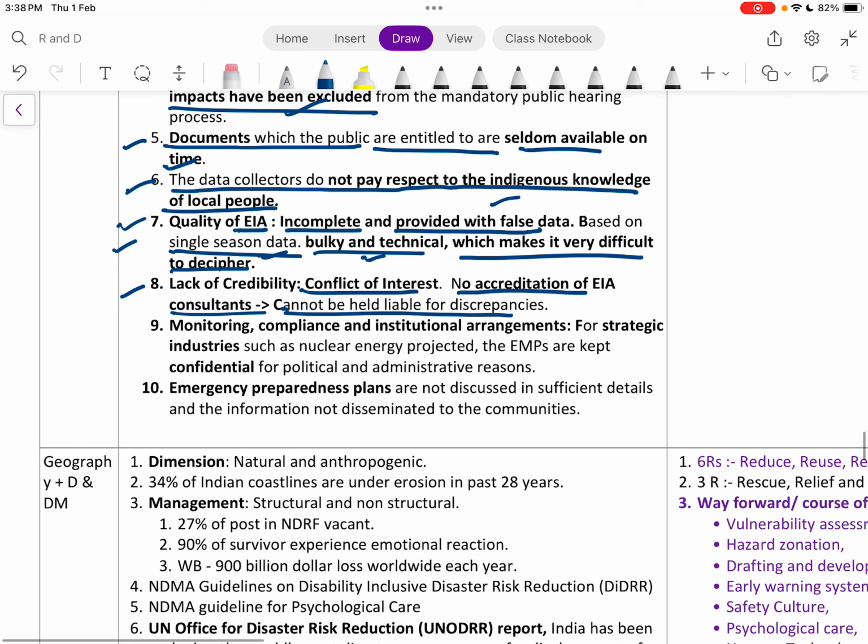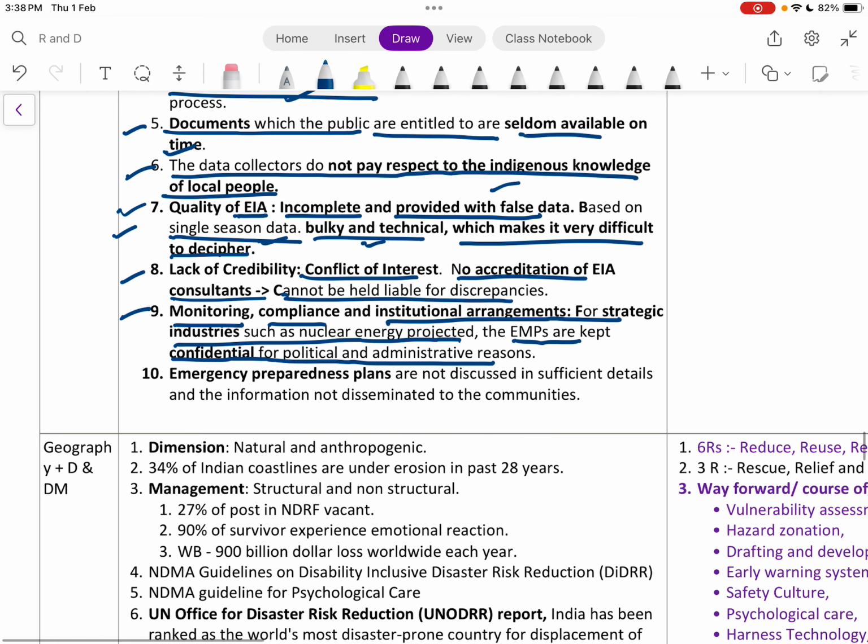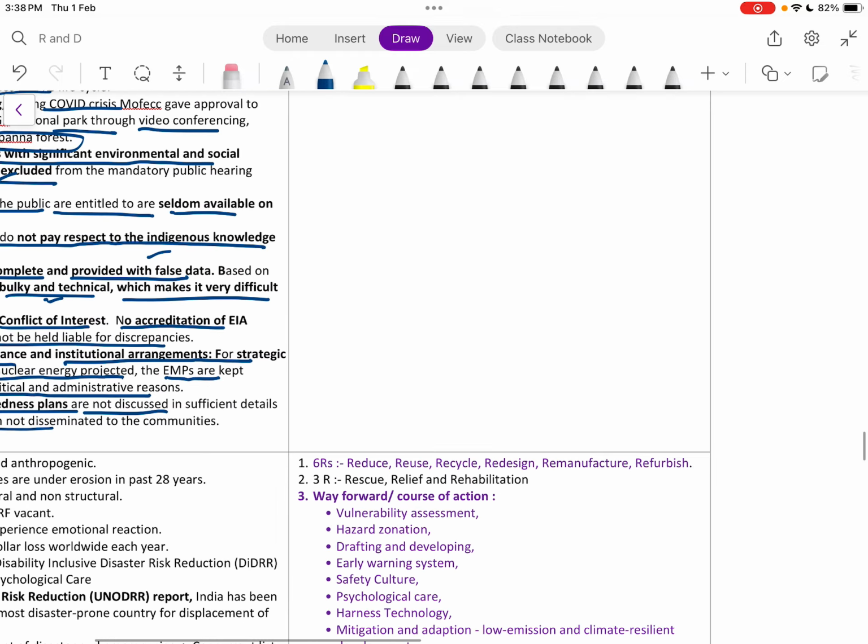Monitoring, compliance and institutional arrangements for strategic industries such as nuclear energy projects and environment management protection are kept confidential for political and administrative reasons. Emergency preparedness plans are not discussed in sufficient detail, and information is not disseminated to the communities. So these are the issues.